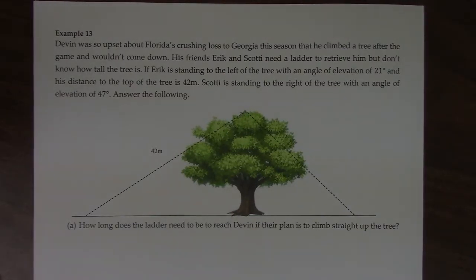So example 13 shows us how to evaluate a word problem using these same concepts. Devin is a real person. He's a friend of mine. He's actually a Gator fan, and this problem was written for him, and it's totally something he would do in real life.